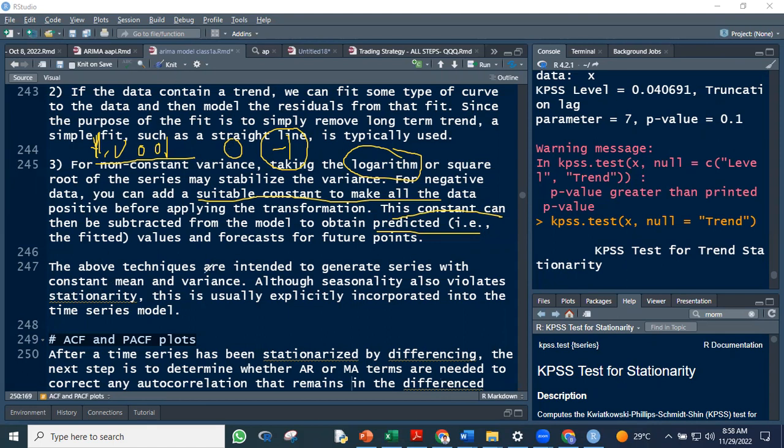Okay, so what are these transformations? They're intended to generate a series. So mag-generate tayo ng panibagong series na ang mean, constant, and variance also. Okay? Although seasonality also violates stationarity, this is usually explicitly incorporated into the time series model. Okay, so ngayon, may seasonality, no? Yung data natin may seasonality. Although this may affect stationarity, usually sinasama pa rin sa time series model.